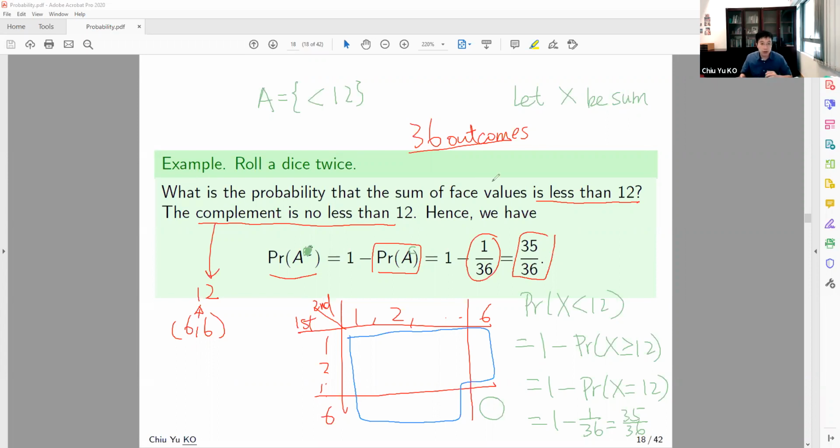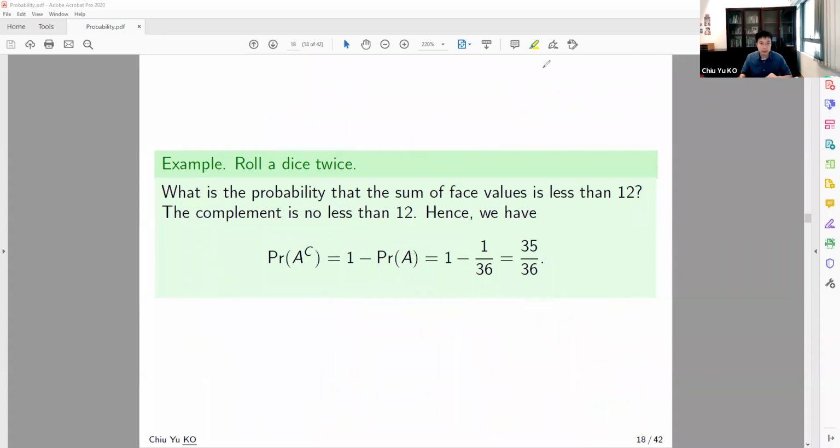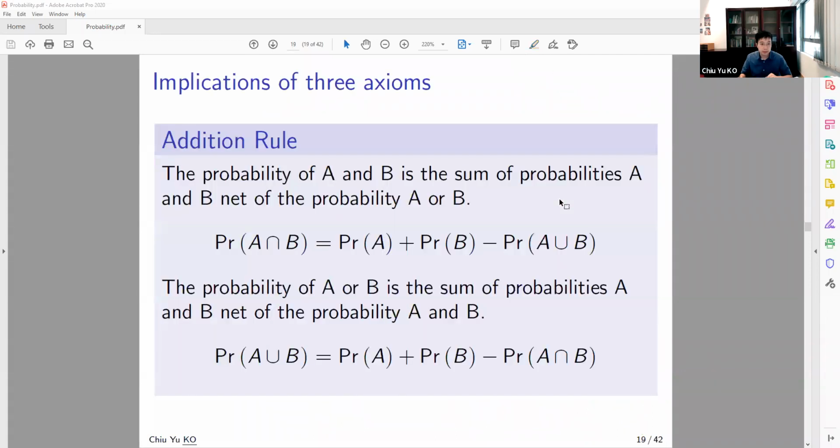Good. If no more, then we go into the next slide. Okay, I clean the screen. So we have what we call the addition rule. Again, this is a very useful rule.